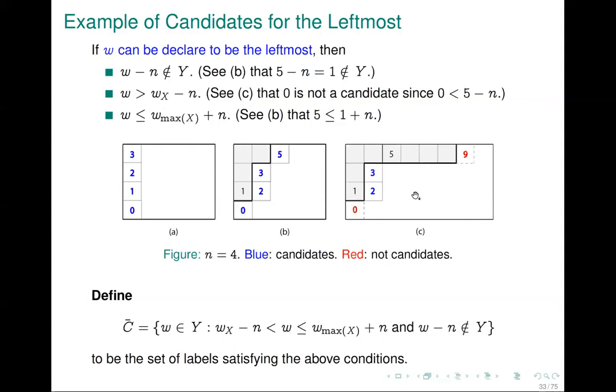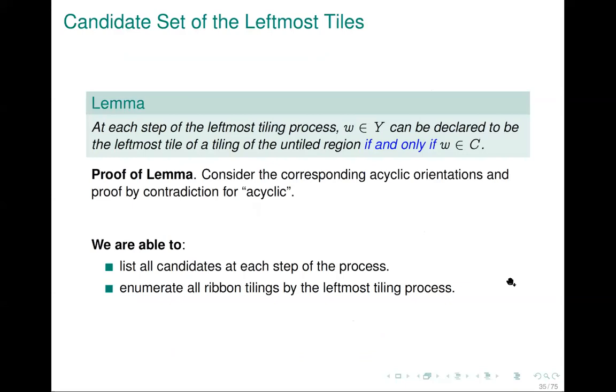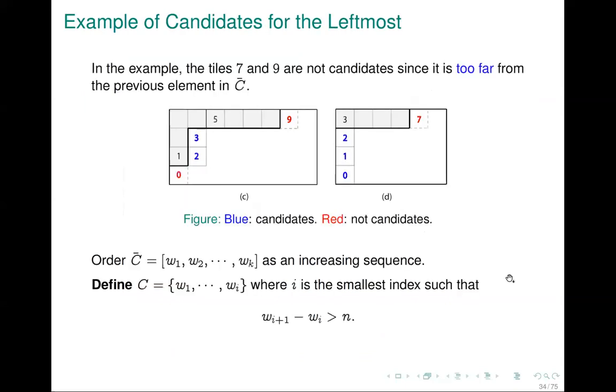You may also note that here 9 is also not a valid choice, but I will explain it on the next page. In this example, 7 and 9 are not candidates since they are too far away from the previous element in C bar. Too far away means their difference is greater than N. So I define C in this way.